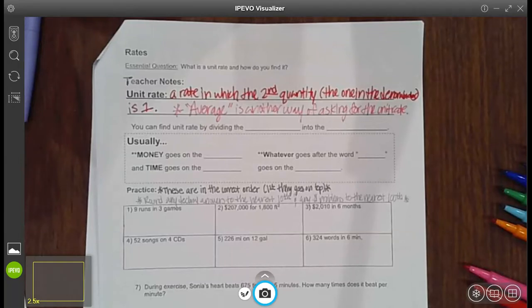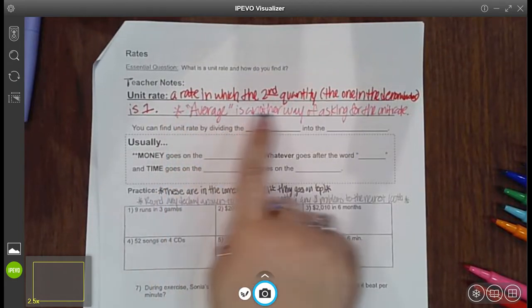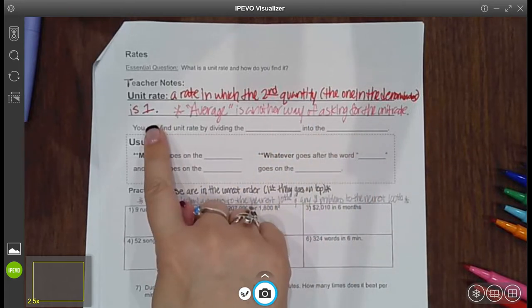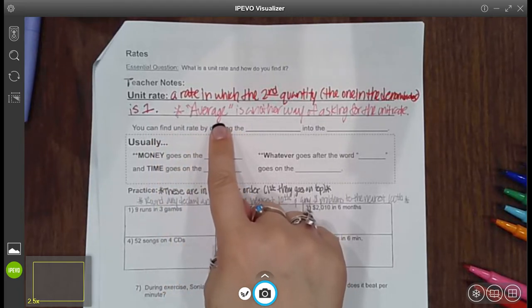Hello, my little mathematicians. Today, we're going to talk about unit rate. The unit rate is a rate in which the second quantity, or the one in the denominator typically, is 1. Another way that they typically ask this is they'll say, what's the average amount that this usually happens? Okay, average is another way of asking for the unit rate.